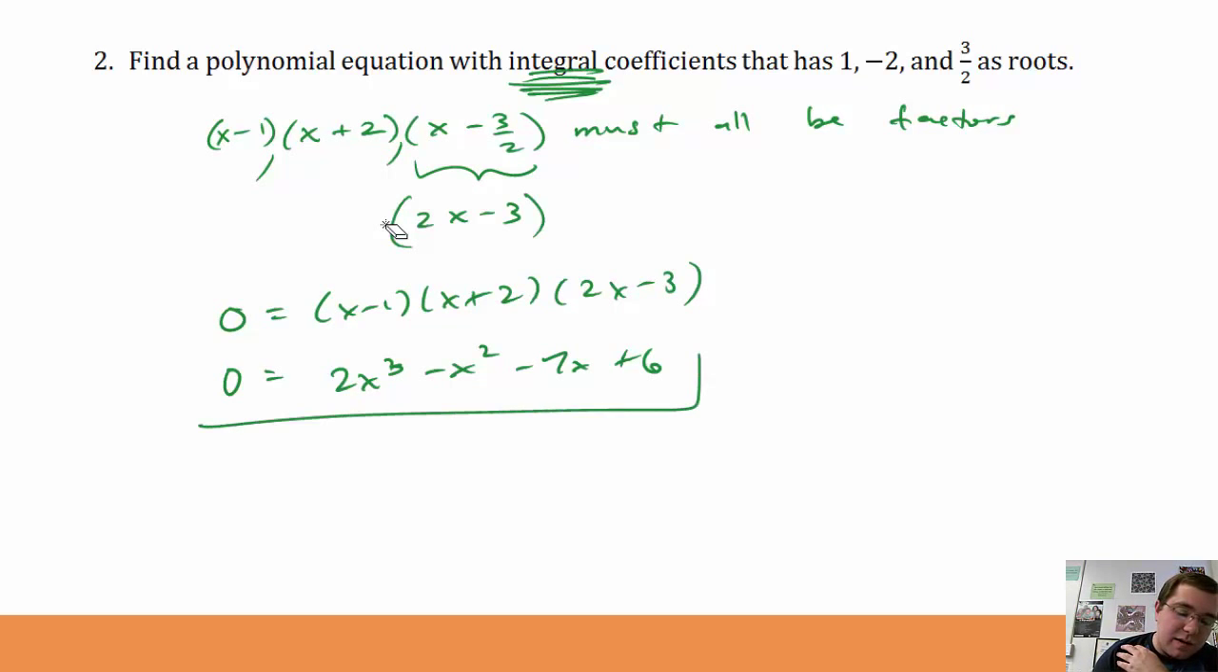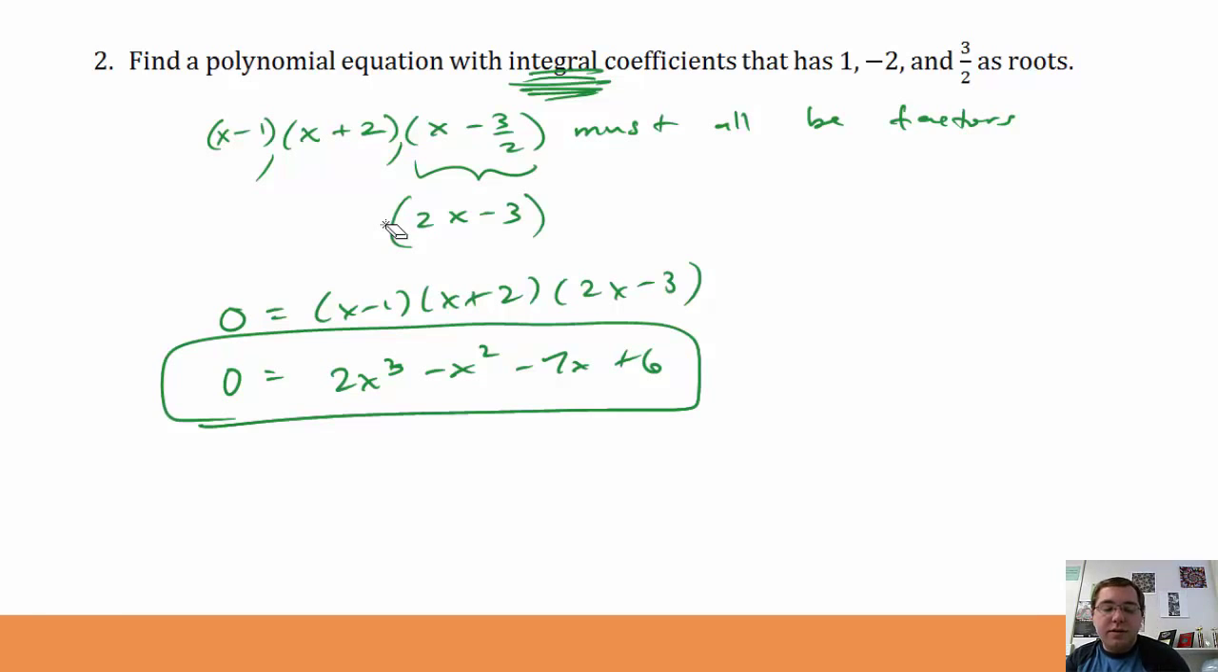So that is a polynomial equation with integral coefficients, because all of its coefficients are integers, that has 1, negative 2, and 3 over 2 as roots. Guaranteed. Because if they're roots, then x minus that number is a factor. So I formed that by multiplying out those factors.